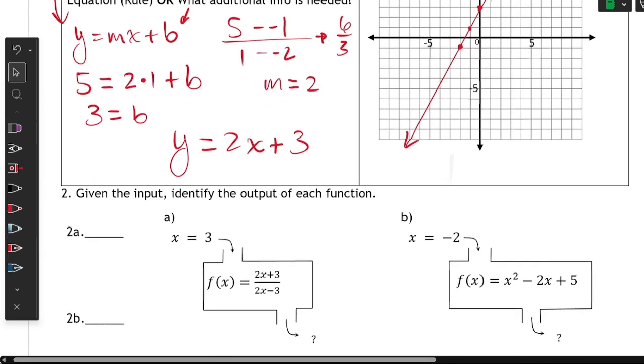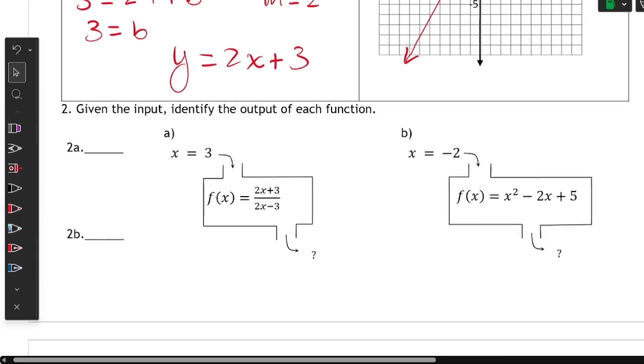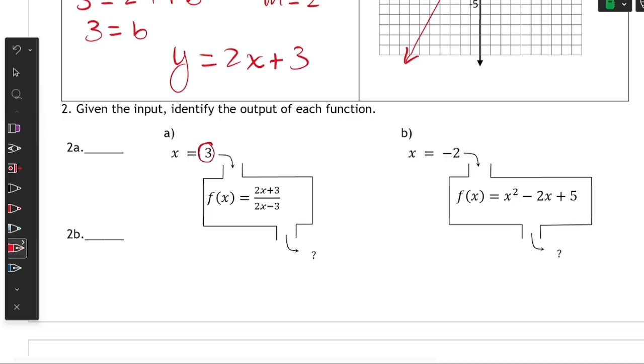Next question. Given the input, identify the output of each function. So here you can see for each one of these, we're given what the value of x is that's going into the function, and we're asked to determine what the output is.